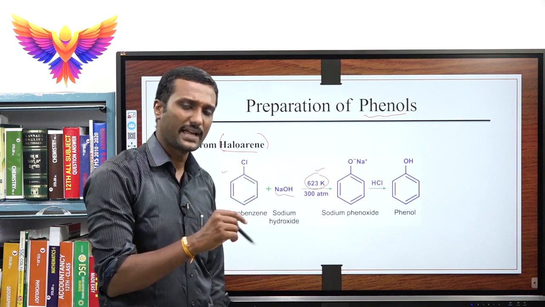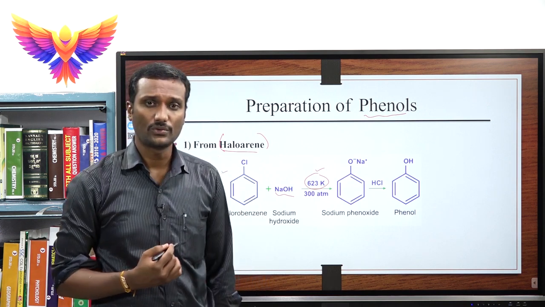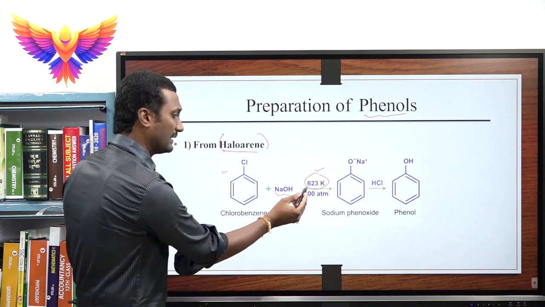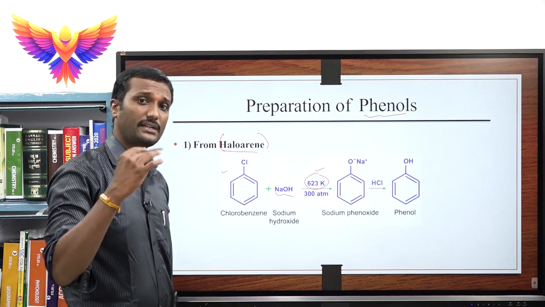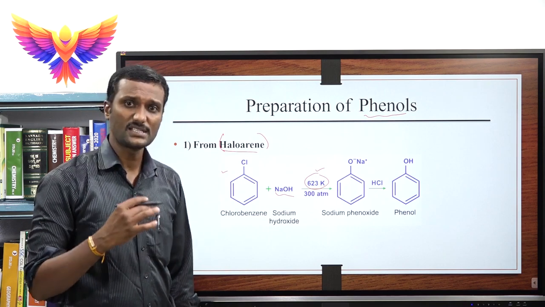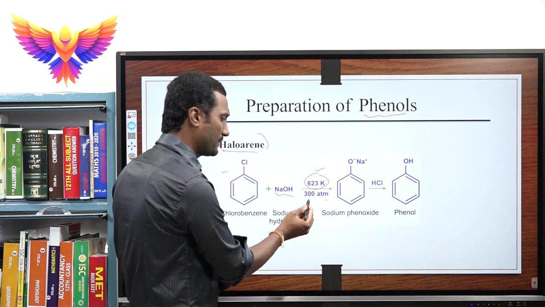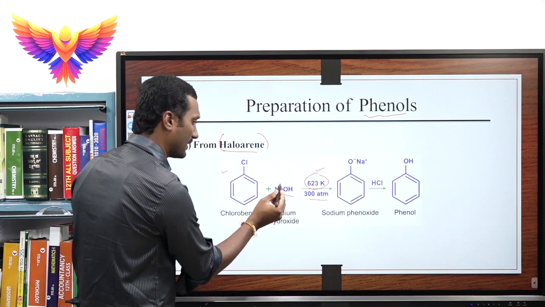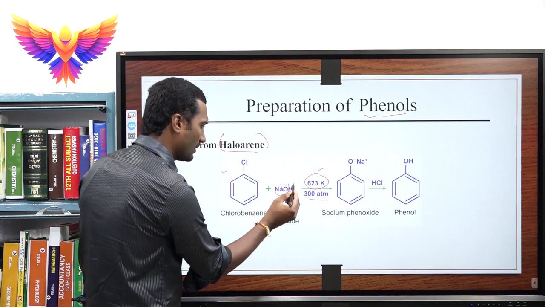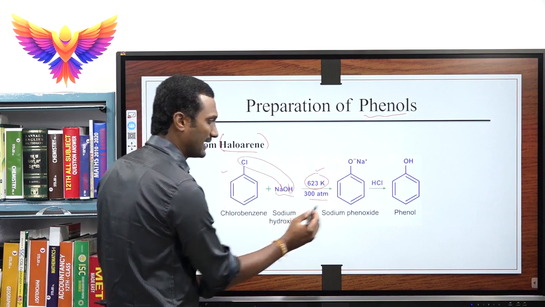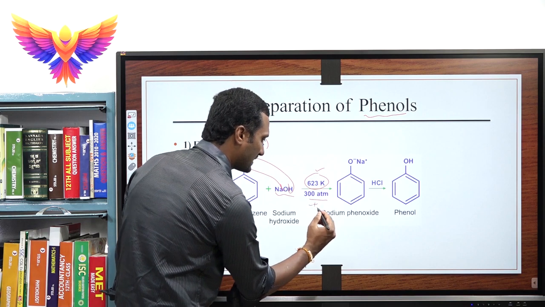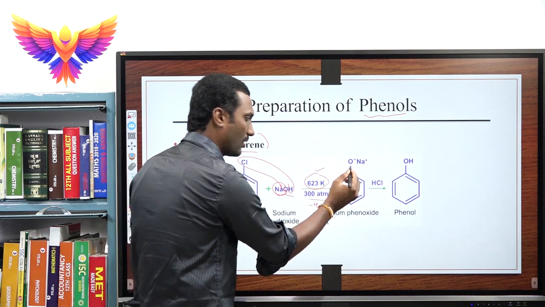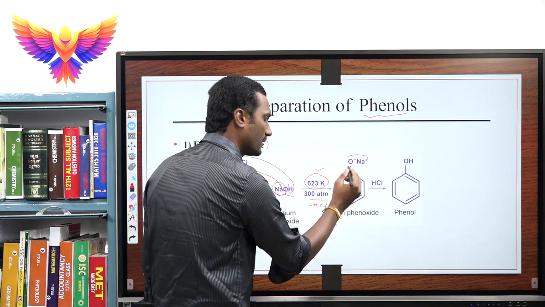Chlorobenzene has very low reactivity towards nucleophilic substitution reactions. So here we increase the temperature to 623 Kelvin and the pressure to 300 atmospheres. What happens is that the H and Cl combine to form HCl, and ONa attaches to the carbon to form sodium phenoxide.